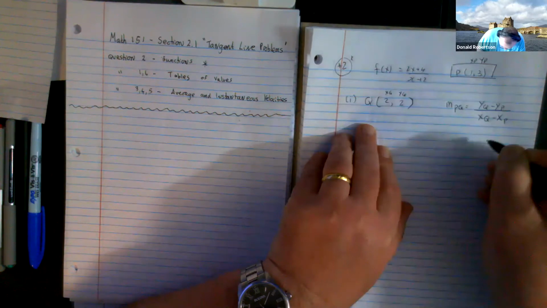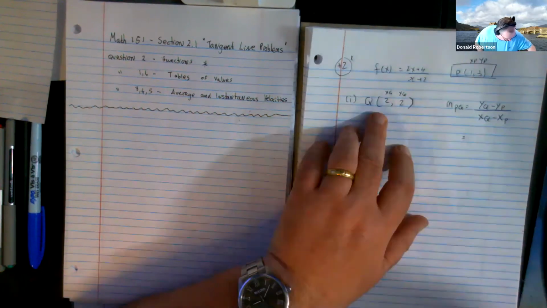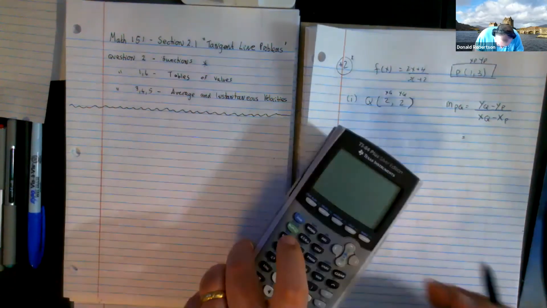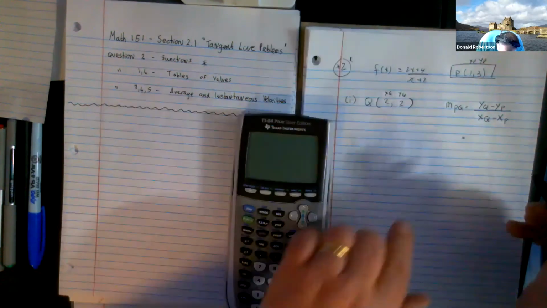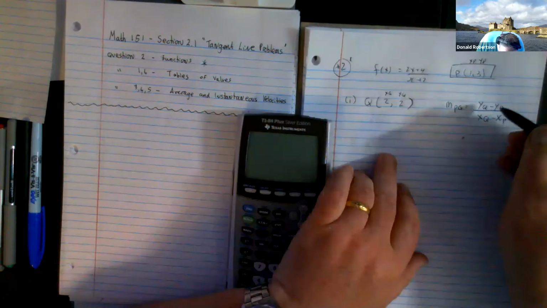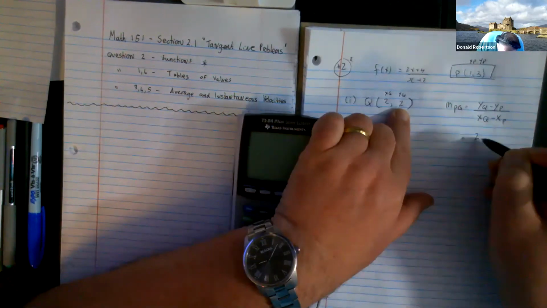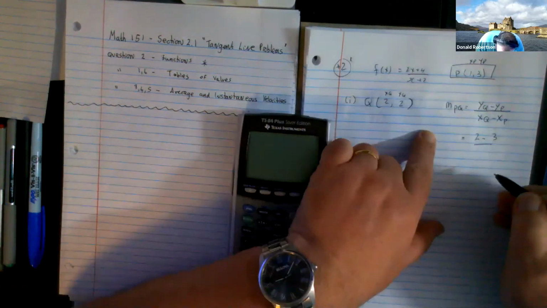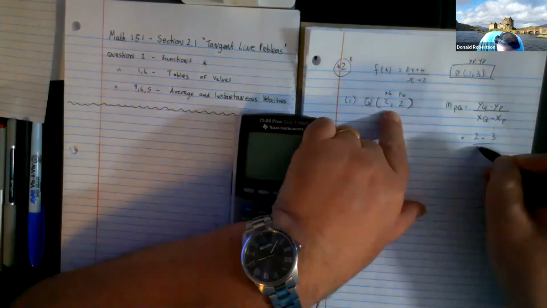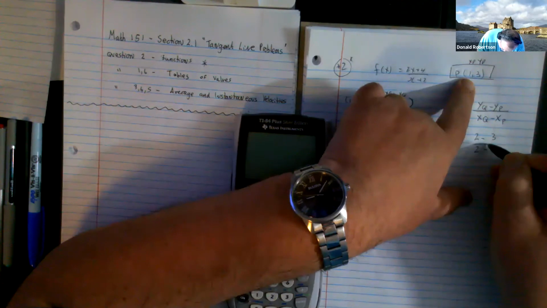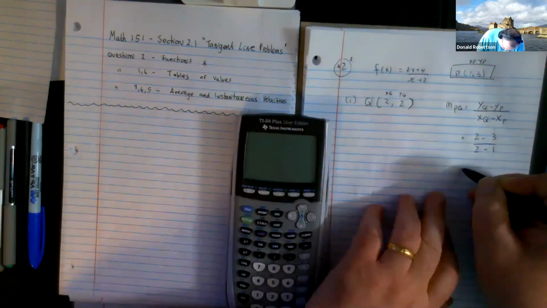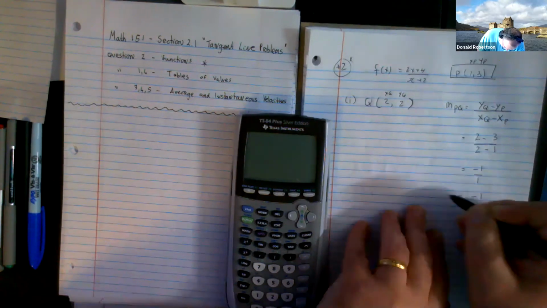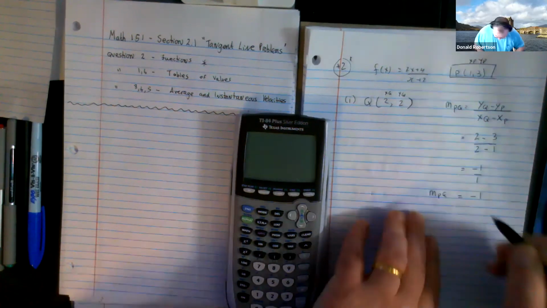So the first way to do it is basically just by hand. If you do the y coordinate of Q, it's 2. The y coordinate of P is 3. The x coordinate of Q is 2. The x coordinate of this guy is 1. You get -1 over 1, and you get the answer -1. And that's you done the first question.